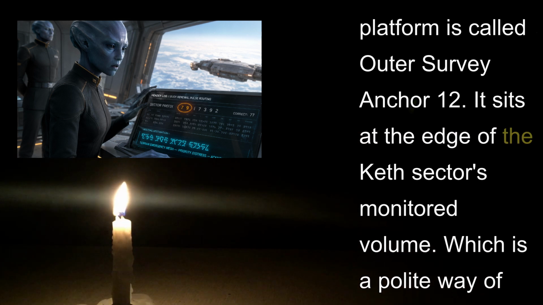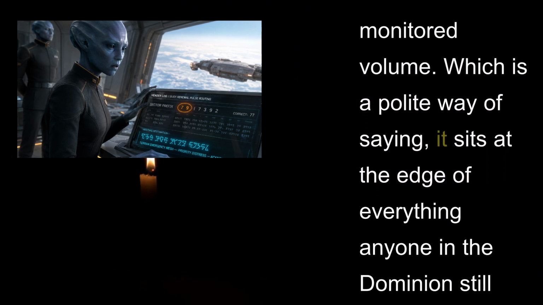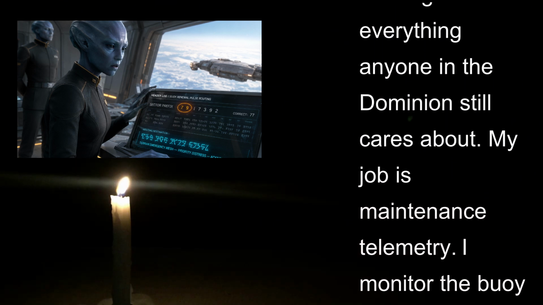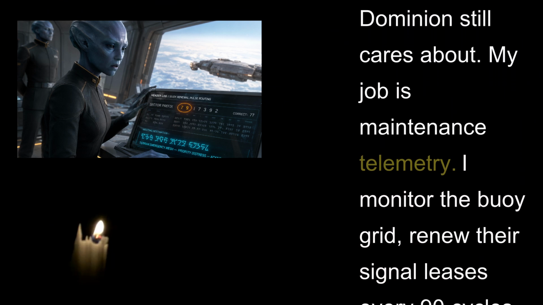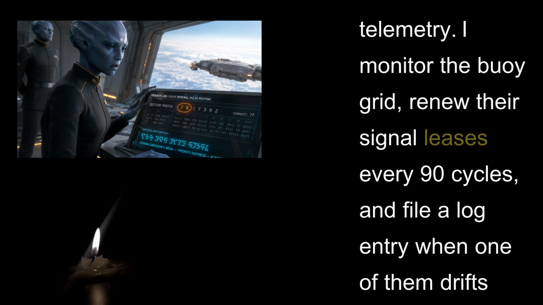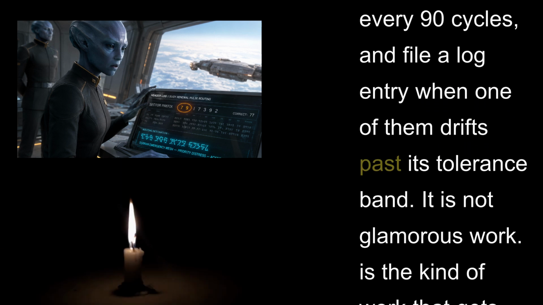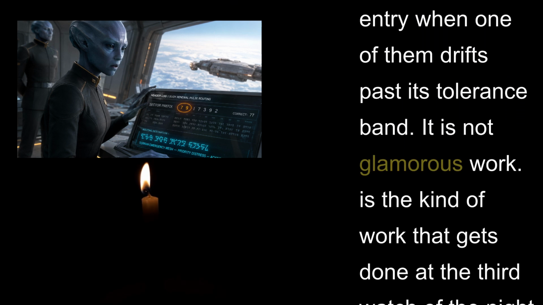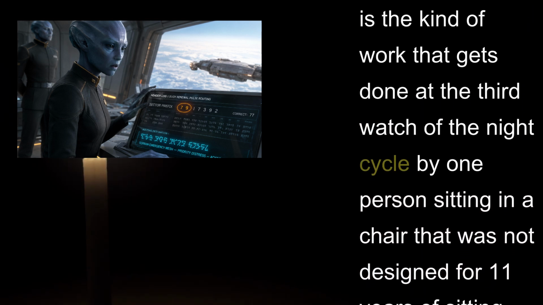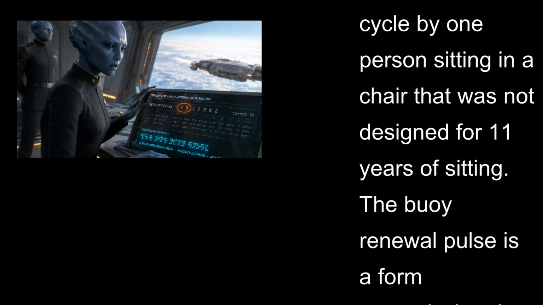It sits at the edge of the Keth sector's monitored volume, which is a polite way of saying it sits at the edge of everything anyone in the Dominion still cares about. My job is maintenance telemetry. I monitor the buoy grid, renew their signal leases every 90 cycles, and file a log entry when one of them drifts past its tolerance band. It is not glamorous work. It is the kind of work that gets done at the third watch of the night cycle by one person sitting in a chair that was not designed for 11 years of sitting.